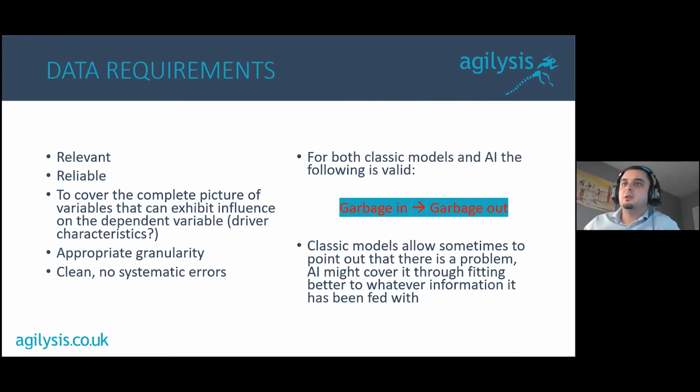So we need to understand that data and quality of data is very important for both models, and none of the models will actually be able to fix that. Classic models will allow us sometimes to spot problems, whereas AI might cover that through better fitting. So we need to be very careful. If we want to switch from classic to AI, we need to take this risk into consideration.